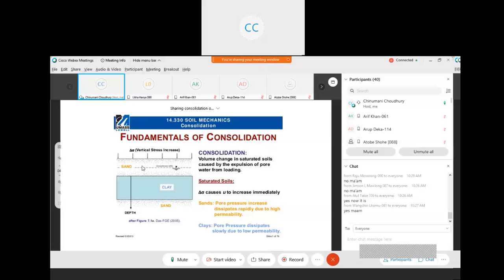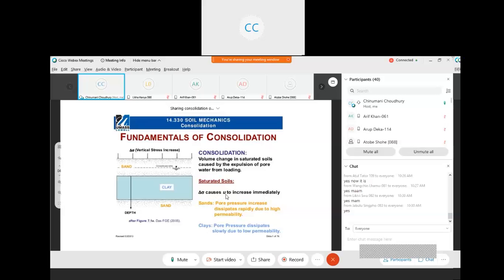Okay. So there is a sand layer beneath, there is a clay layer, and there is a sand layer, right? And this is the water table, right? So what we did, we have applied a load increment, delta sigma, where delta means increment, a vertical stress increase. We have applied the delta sigma load at the surface of the soil sample. So consolidation will take place because of the load. Initially, what will happen? Volume change. Delta sigma causes U to increase immediately. That U means pore water pressure.